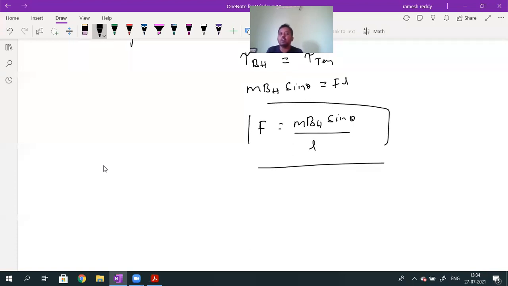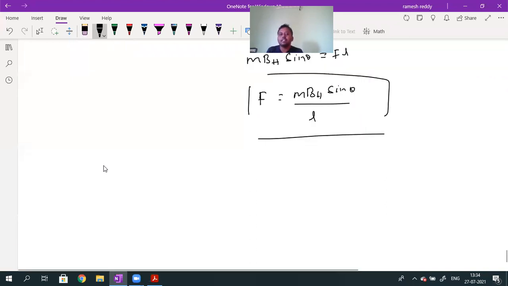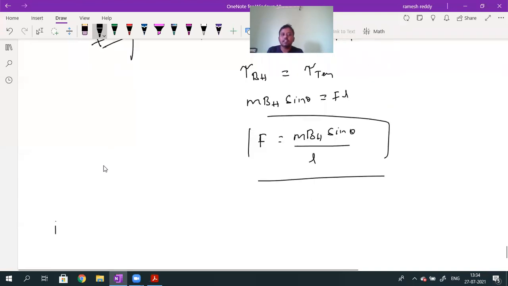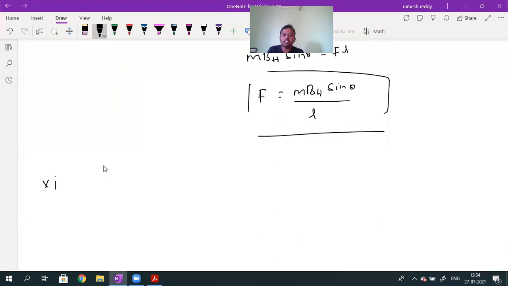The bar magnet should not be allowed to rotate. If you should not allow it to rotate, how much force is needed to apply perpendicular to the length of the bar magnet? That is given by F value, M into BH into sin theta. So this is the sixth point, and what about this last point?